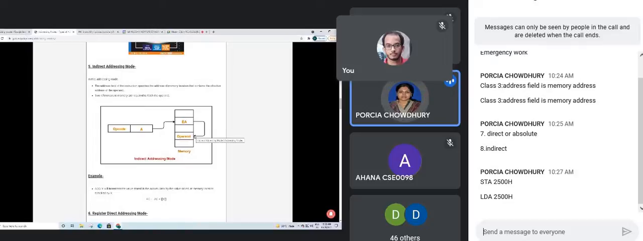Now this is indirect addressing mode. What is indirect addressing mode? After the opcode there will be one memory address. First you have to go to that memory address. The content of that memory address will be another address. So you have to go to that other address to fetch the operand. So in indirect addressing mode, there will be two memory references. This is one memory reference and this is another memory reference.